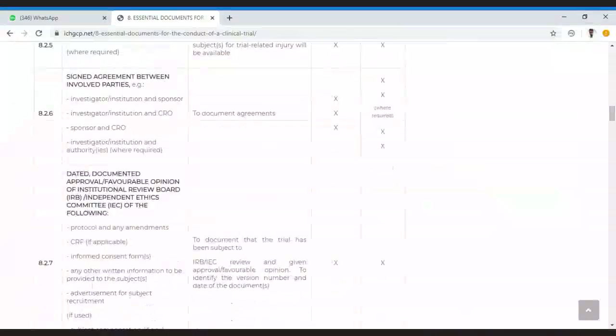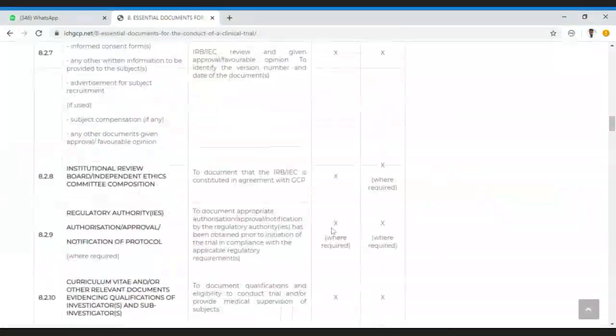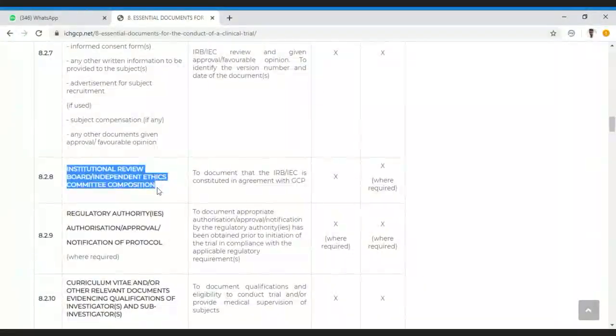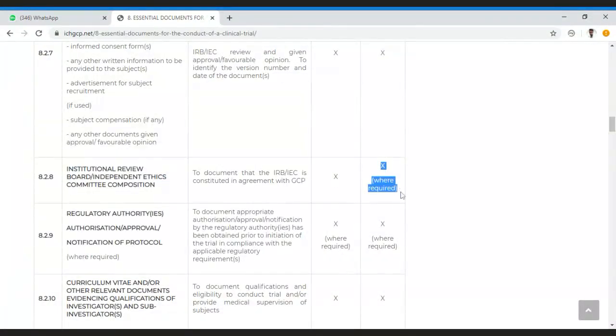I can tell you which documents only need to be filed. So see here, institutional review board, independent ethics committee composition. That is mandatory for the investigator site, but it is not mandatory for a sponsor unless required. If they require it, then they need to file. If not required, no need to file.